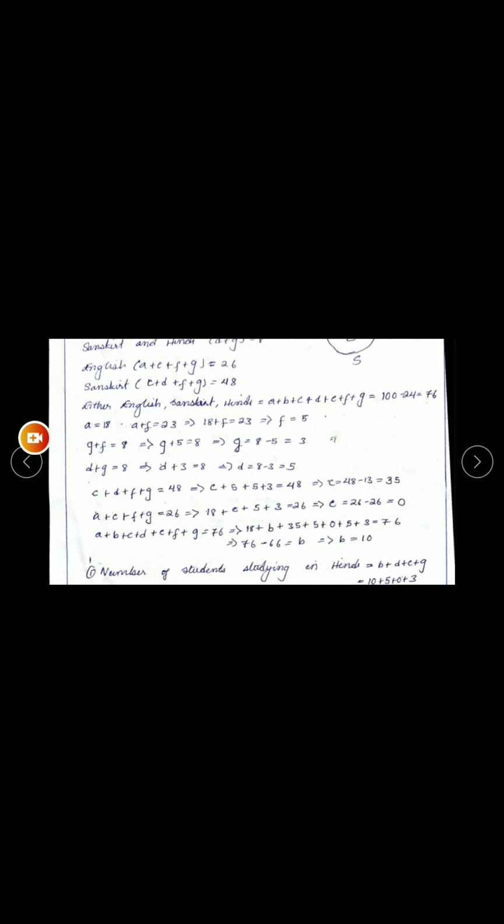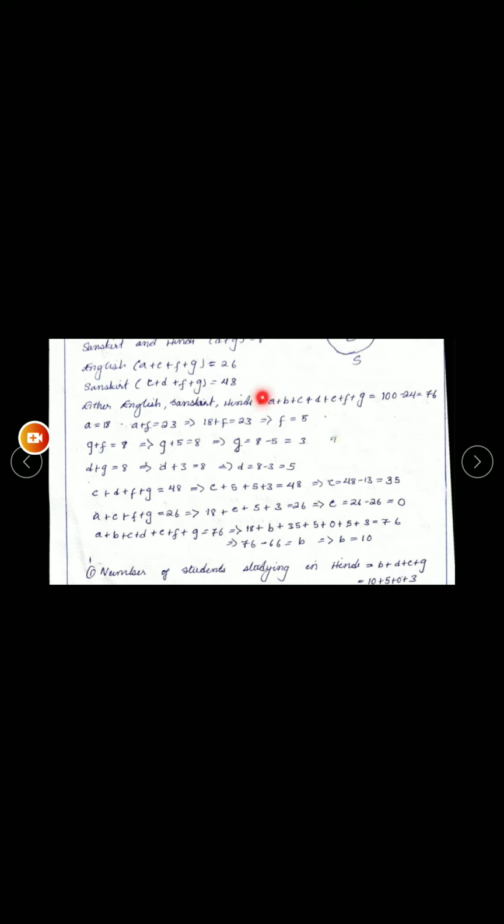Now you can take out this equation, C, D, F, G. We can put the values of C, D, F and G, and for E, we put the values of A, F and G instead. So the value of E will be 0.